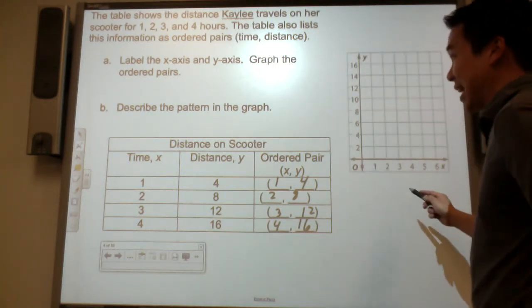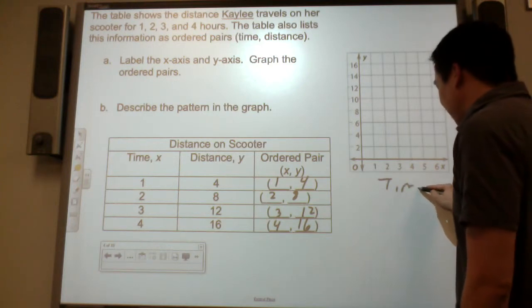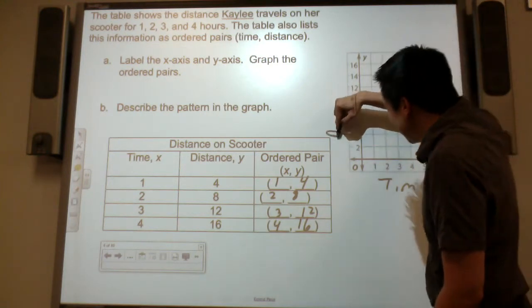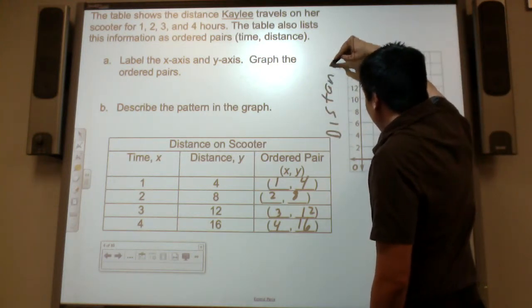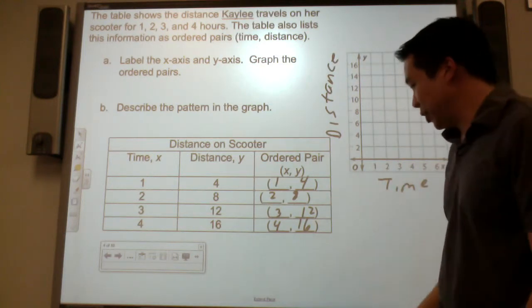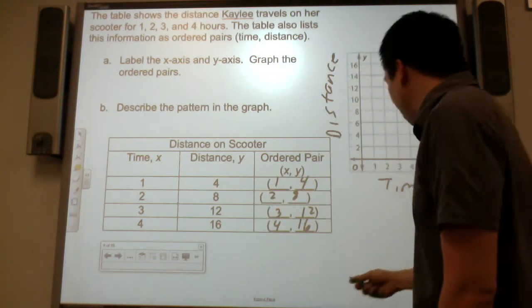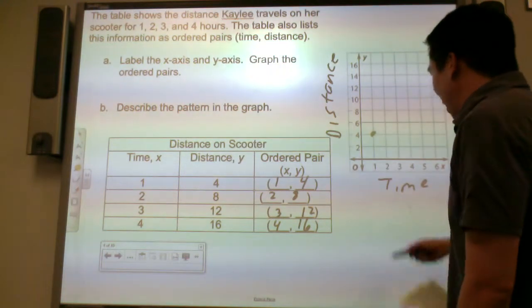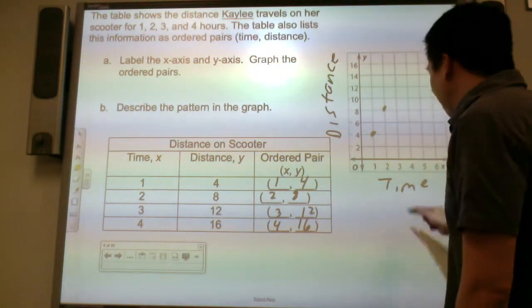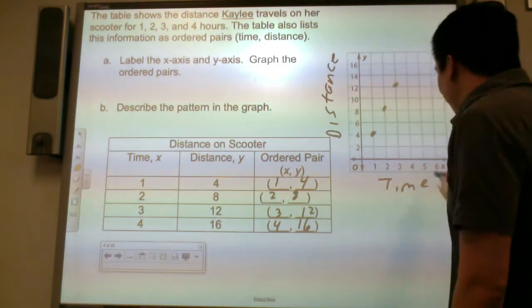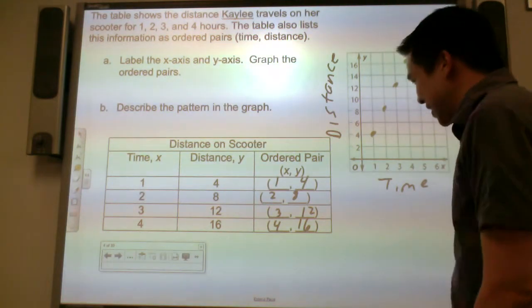So let's label our x-axis. Our axis label is time. Let's label our y-axis, distance. So let me use a different pen color. In 1 hour, she goes a distance of 4. In 2 hours, she goes a distance of 8. In 3 hours, she goes a distance of 12. In 4 hours, she goes a distance of 16.